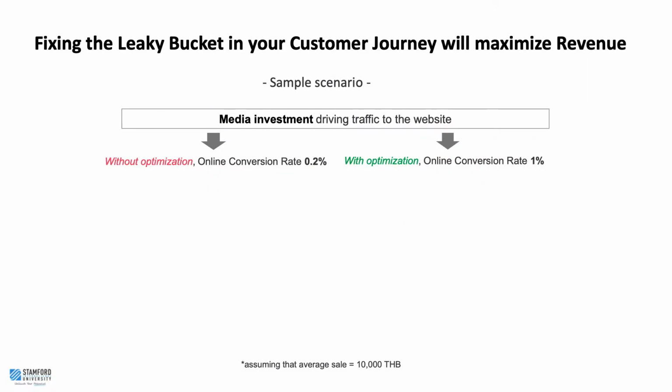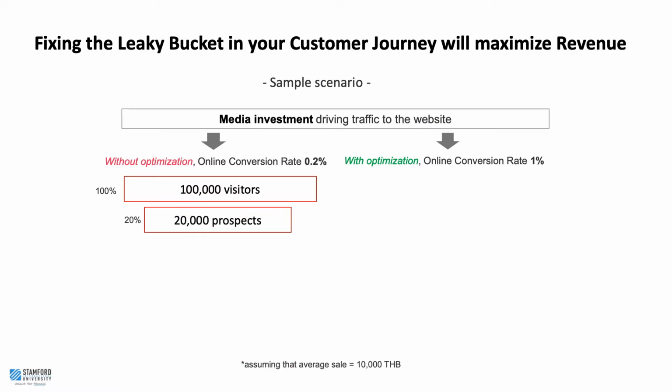So in this slide, we're going to present the concept of the leaky bucket and the importance of making sure that the customer journey is smooth and optimized. To make this point, I'm going to show you two scenarios, one without optimization and one with optimization. All right, let's first take a look at the customer journey without optimization. You have 100,000 visitors to the website. And from those 100,000, maybe 20% become a prospect. And you can define a prospect could be someone that stays on the site for a minute or longer.